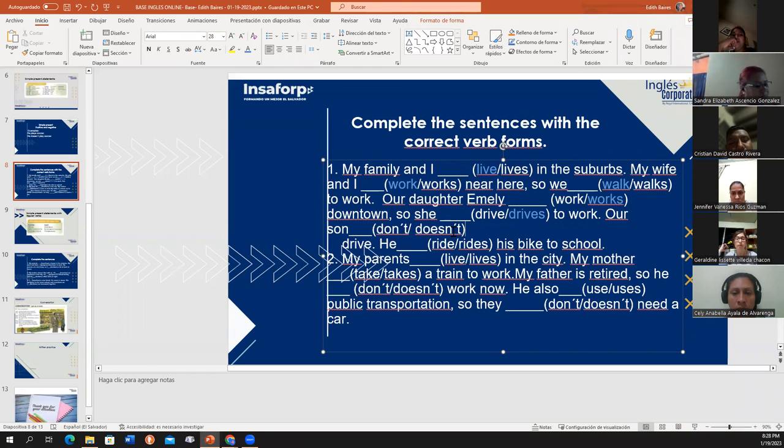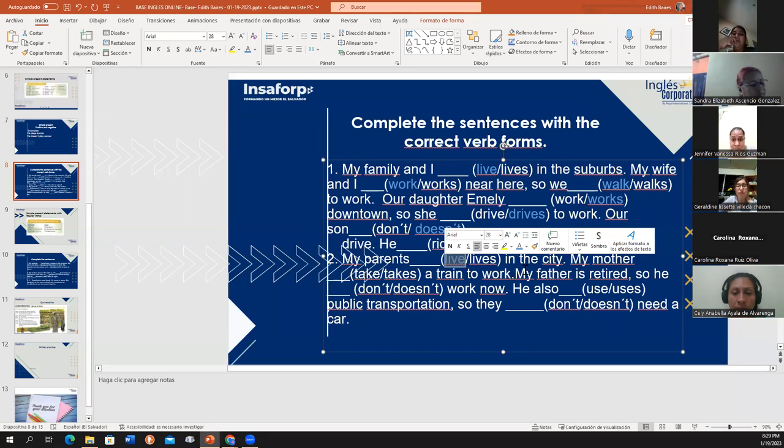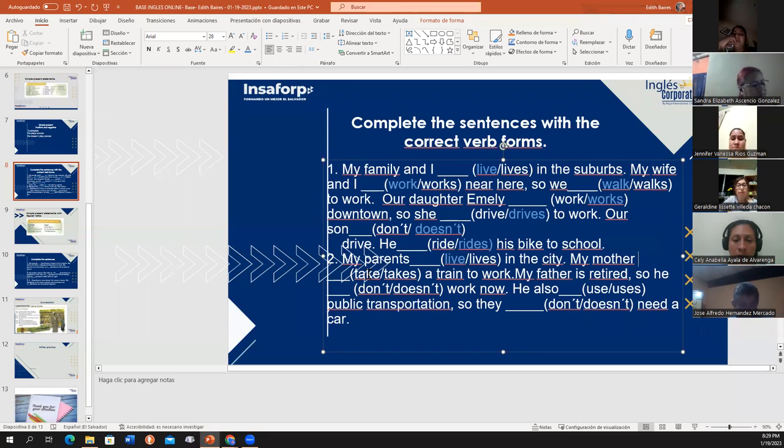Our son don't or doesn't? Doesn't drive. Okay. He ride or rides? Rides. Okay. He rides his bike to school. Okay. Good. My parents live or leave? Live. Okay. Live in the city. My mother take or takes? Takes. Because it's she, right? Okay. Takes a train to work. My father is retired, so he don't or doesn't. Okay. He doesn't work now.